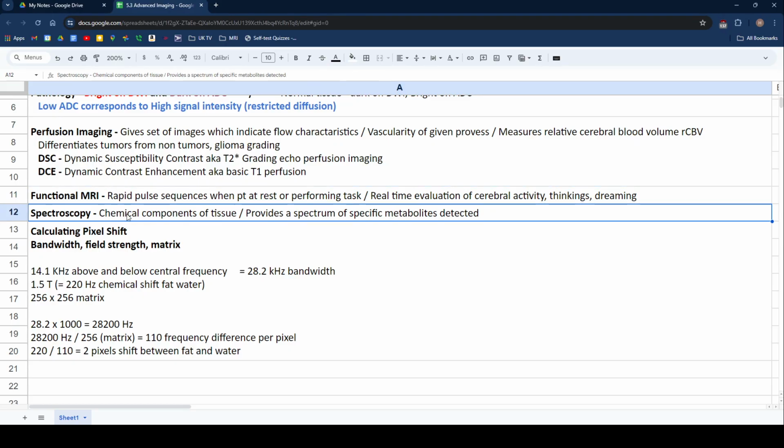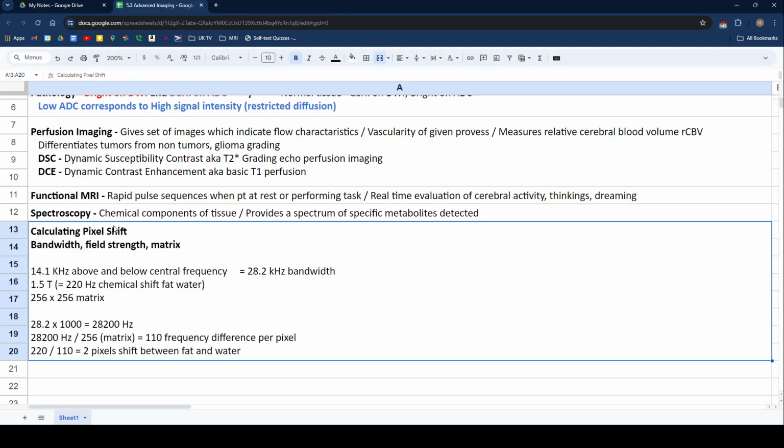Spectroscopy gives a chemical composition of a tissue, provides a spectrum of specific metabolites detected. To calculate pixel shift, you need bandwidth, field strength, and matrix. So if they give you 14.1 kilohertz above and below the central frequency, that will give a 28.2 bandwidth, double. 1.5 Tesla means a 220 hertz chemical shift in water and fat.